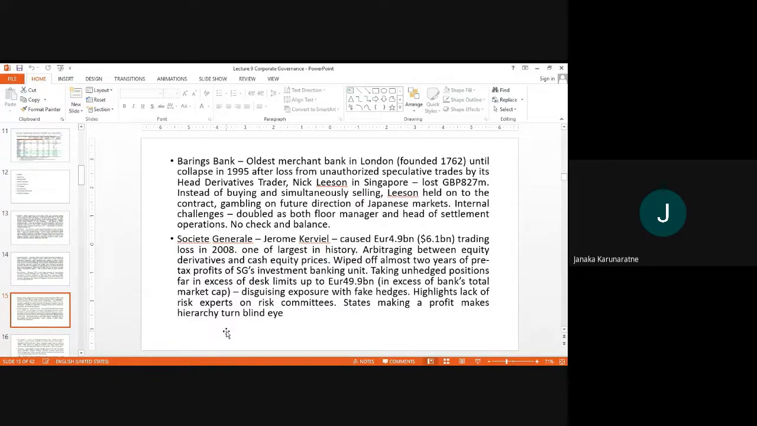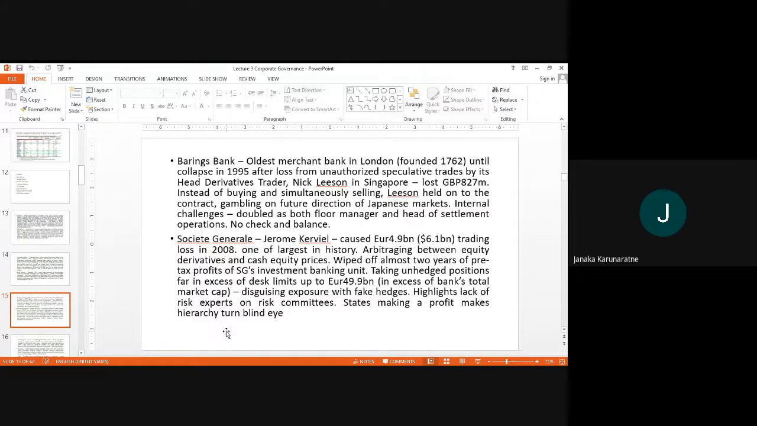Societe Generale, Jerome Kerviel, led to a $6.1 billion trading loss in 2008. One of the largest in history. Arbitrage between equity derivatives and cash equivalents. So he was basically betting on equity derivatives and cash equity prices. Wiped off almost 2 years of pre-tax profit of Societe Generale's investment bank. So the profit it earned for 2 years was wiped off immediately as a result, taking unhedged positions far in excess of desk limits.